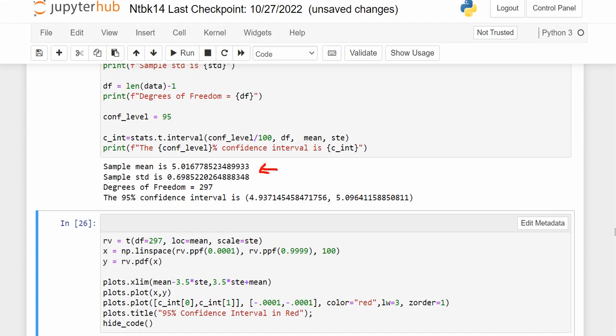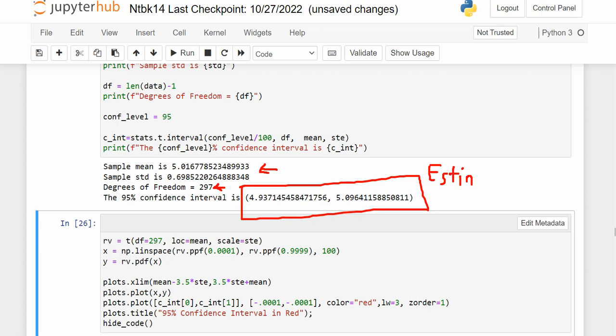And when we run this function, okay, it calculates the sample mean, 5.01, and the sample standard deviation. It tells us degrees of freedom. And then this is the key part. This is the confidence interval. This is what we were asked. And remember that this is an estimate.